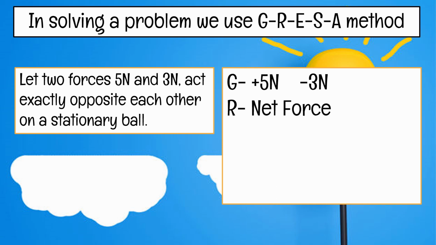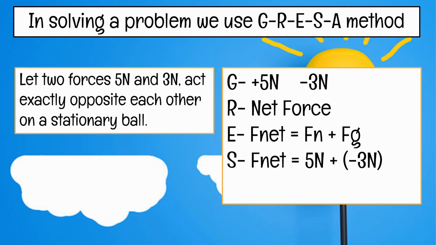The required is the net force. The equation for the net force is Fn plus Fg, or you're just going to combine the forces. The solution for Fnet is equals to 5 N plus the negative 3 newtons, and then the answer will be 2 newtons. So meaning to say, there is an unbalanced force on the ball. That is the reason why it is moving.